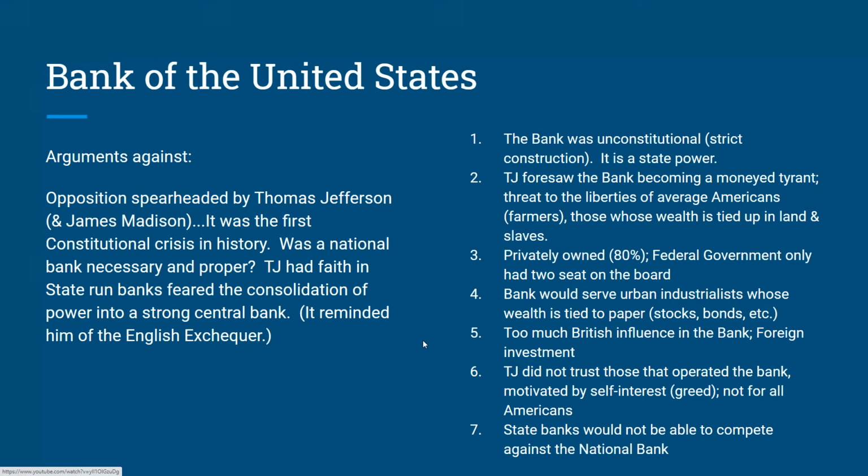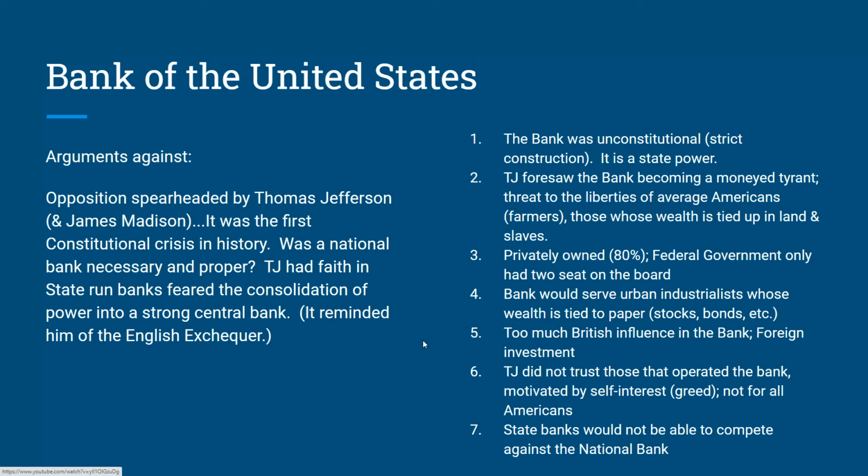Number one argument why Jefferson was against the bank is that he believed it was unconstitutional. The Constitution does not grant the national government the power to charter a new bank. This is a state power. Only states can build banks.